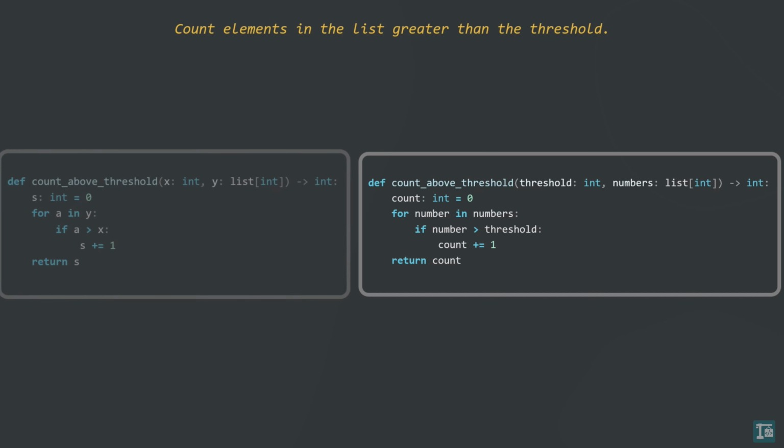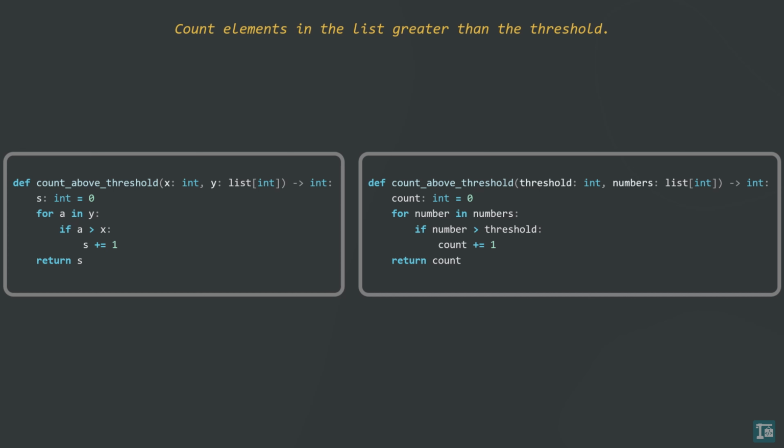The first one, on the left, uses short names like X, Y, and S. It's cryptic, right? You have to guess what X and Y mean. The second one is self-explanatory. You don't have to guess what count, threshold, or numbers mean. It's instantly clear. Descriptive names act as self-documenting comments. So, should we always use long descriptive names?